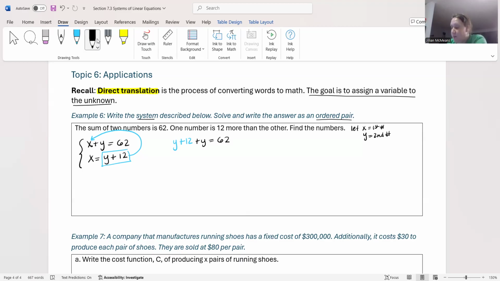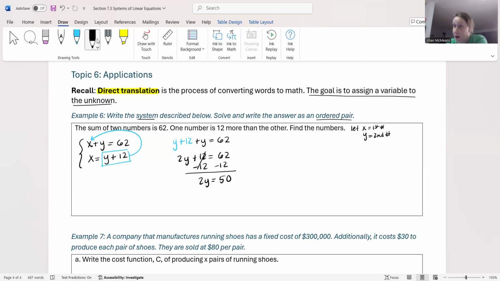We want to start by combining like terms on the left. So I have y plus 12 plus y. So I can combine my y's. That would be 2y plus 12 is 62. I want to get my term containing the y alone. Okay, so that means I need to move the 12. I do this with subtraction. On the left, 12 minus 12 is 0, leaving me with just 2y. And then on the right, 62 minus 12 is 50.